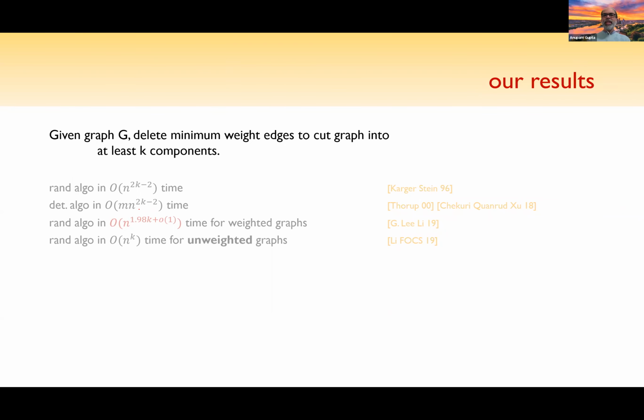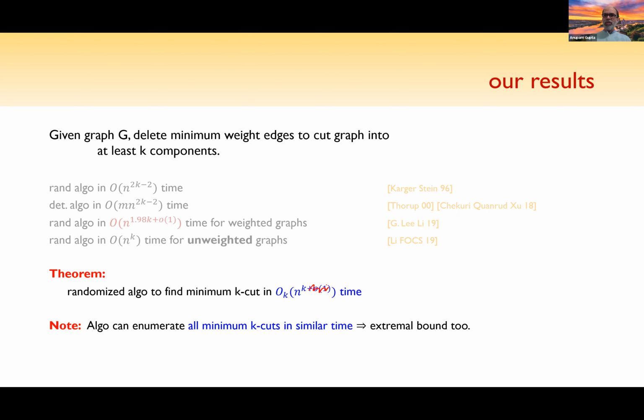So the result that I want to tell you about today is an algorithm that finds the minimum k-cut in approximately n to the k time. There's a little bit of junk. And in fact, in follow-up cleanup work, we can remove this junk. And so in fact, we can give an algorithm that computes min k-cut in n to the k time times some factor which depends only on k. So it's something like 2 to the k squared, something like that. And this algorithm also can enumerate all the minimum k-cuts in a similar amount of time.